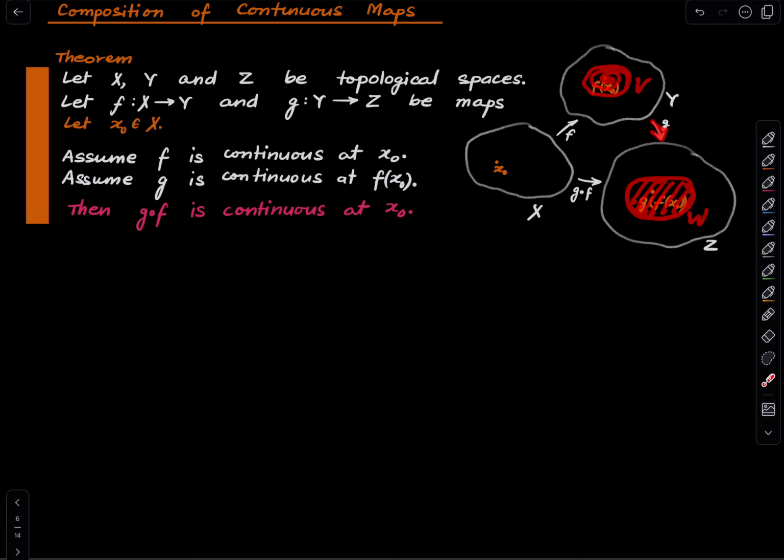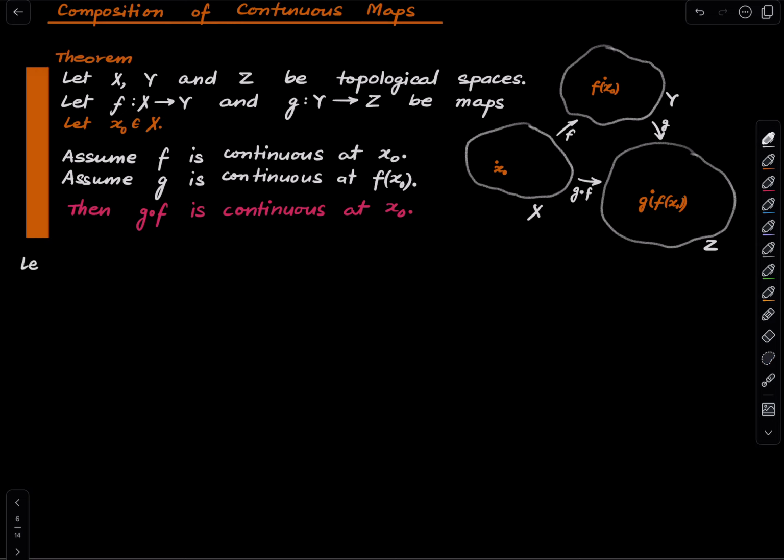And now, since f is continuous at x naught and f x naught is lying inside V, there is a neighborhood of x naught, call it U, which maps inside V under the function f. And now it should be clear that if you take the image of U under the composite, you will land inside W because first you apply f, you land inside V, then you apply g, you land inside W, and that's it. We'll just write this down in words. You can skip it if you can write it by yourself, which I hope you can.